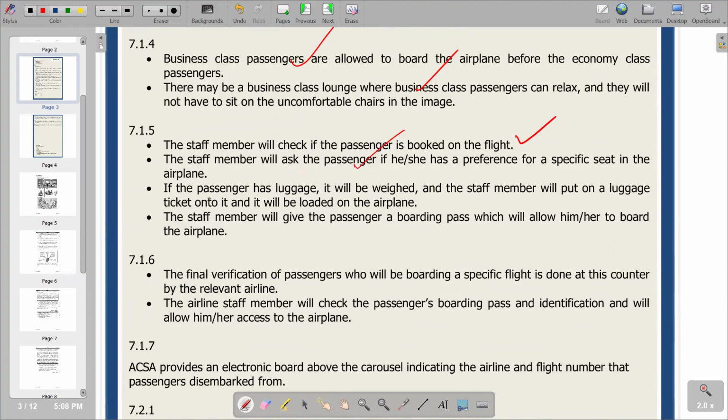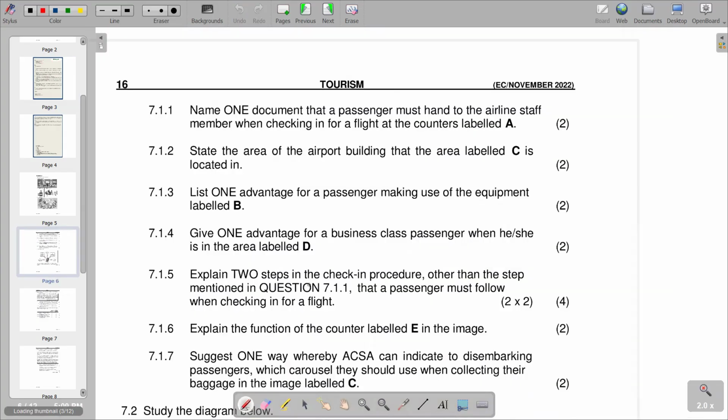If the passenger has luggage, it will be weighed, and the staff member will put a luggage ticket on it, and it will be loaded in the airplane. That's another option. And then the staff member will give the passenger a boarding pass, which will allow him or her to board the airplane. So basically, these are the points that can also be correct concerning our question. For 7.1.5, we can just choose two steps according to the requirements of the question.